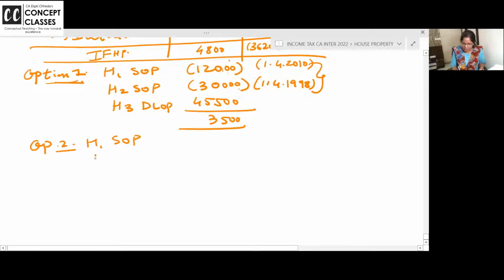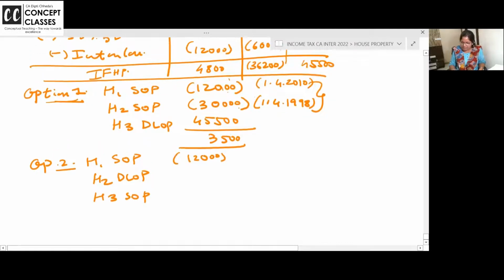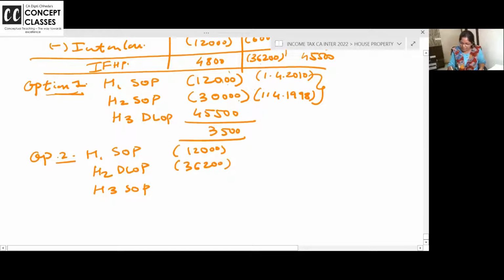House 1 self-occupied, house 2 DLOP, house 3 self-occupied. Now quickly copy the figures. House 1 self-occupied, house 2 deemed let out, here it is ready above, 36,200. House 3, if it is self-occupied, house 3 income is nil because there is no interest on loan. Look at the screen. In house property 3 there is no loan at all.